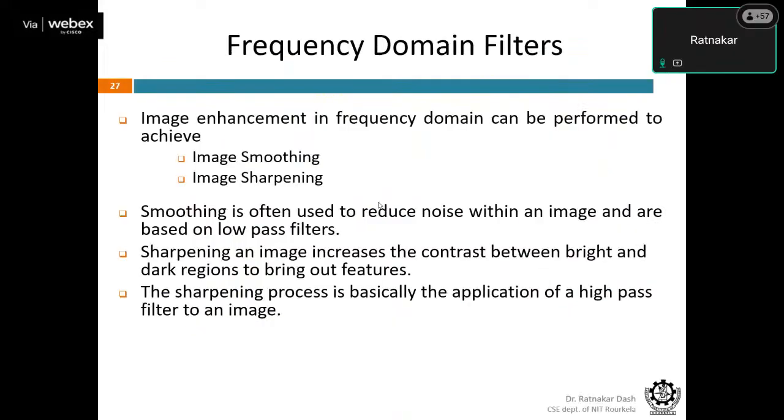Now, frequency domain filters, as I have told, can enhance an image using smoothing and sharpening. Smoothing is used for the same reason we have already discussed: to reduce the noise within an image based on the low pass filter. Similarly, sharpening is to highlight the contrast between bright and dark regions, or highlight the sharp changes in the image. This is very important to bring out the edges and specific features which might be present in the original image but not highlighted properly.